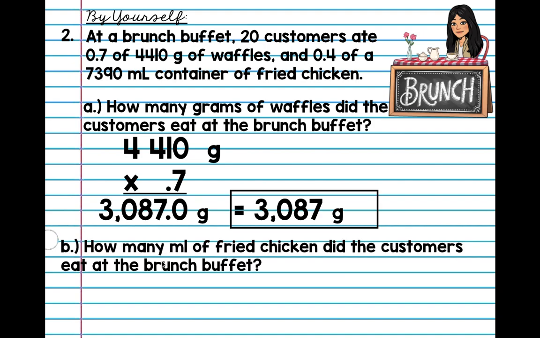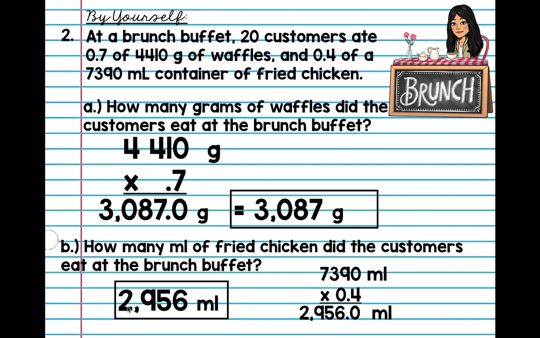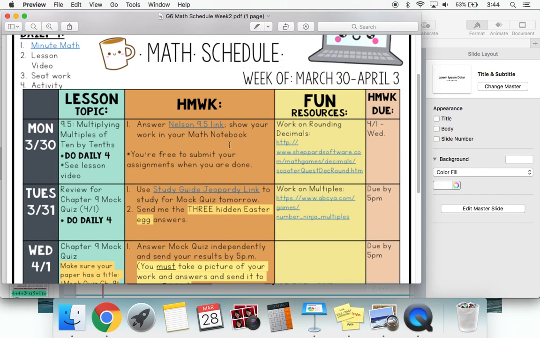Letter B. How many milliliters of fried chicken did the customers eat at the brunch buffet? Again, take your milliliters and multiply by how much they ate. All right, so we have 7,390 times 4 tenths. Our answer is 2,956, decimal zero. Your answer is 2,956 milliliters. And there you have it, guys. That is the same exact question on your homework. So let's just go over that really quick.